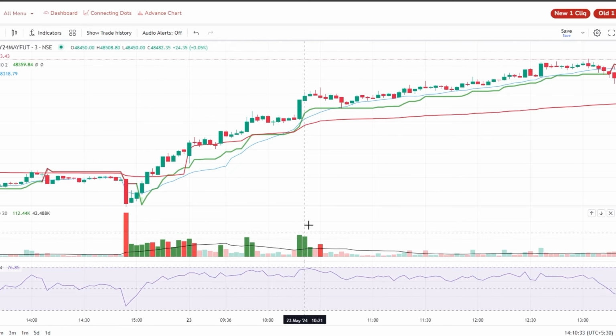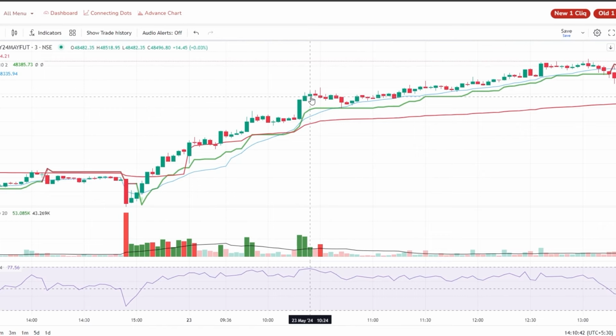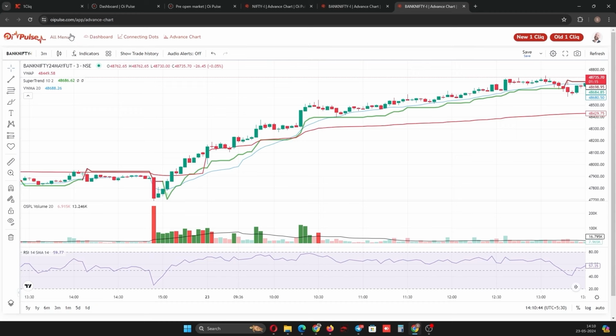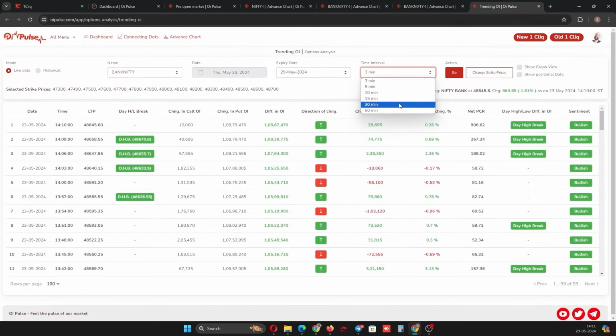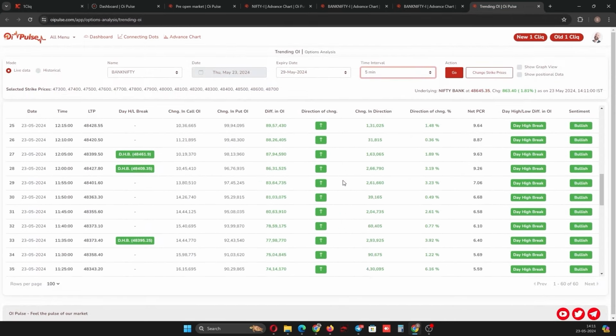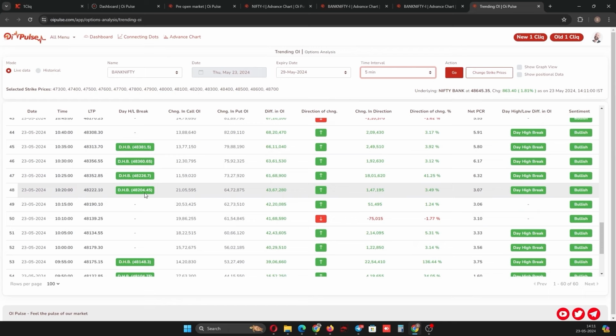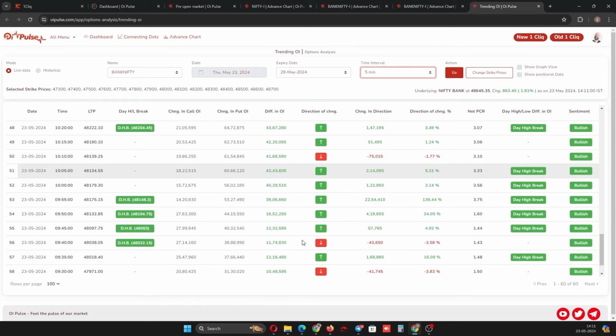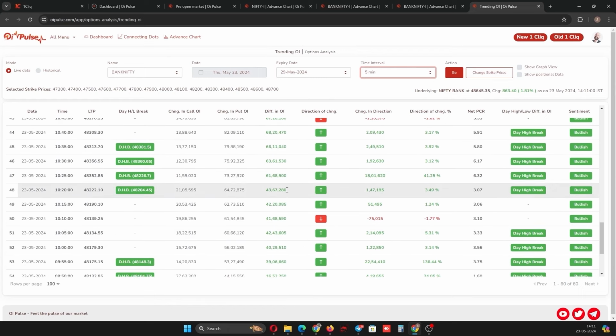When is my next entry? My next entry would be the start of the third candle. Okay, before that I will check whether the market is in long build-up or short build-up. For that I'll go to Trending OI. At what time did we get the two candle theory? 10:21. Okay, at 10:21 we'll keep it on the 5 minute time frame. You can see at 10:21 it is in long build-up and you can see they are continuously increasing the writing on the put side.